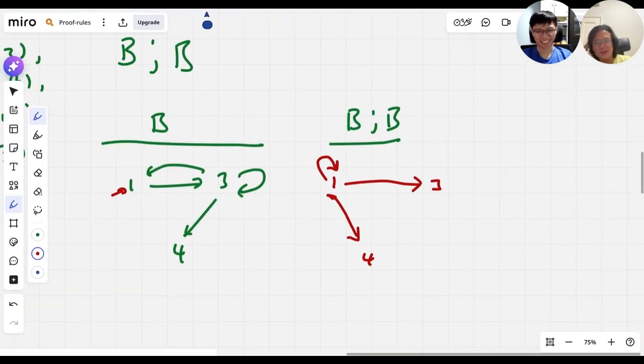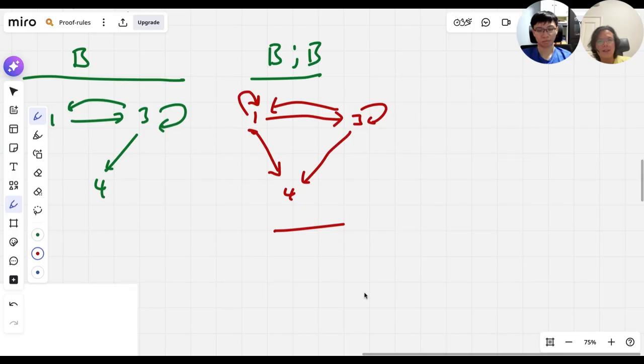Okay, you made me do this, so we have to finish it now. Starting from 3, we could take one step in B, like this step, and then take this step again. Or we could take this step and then go to 4. Or we could take this step and go to 1. What about 4? You can't go anywhere, so nothing ever happens. So this is the result.